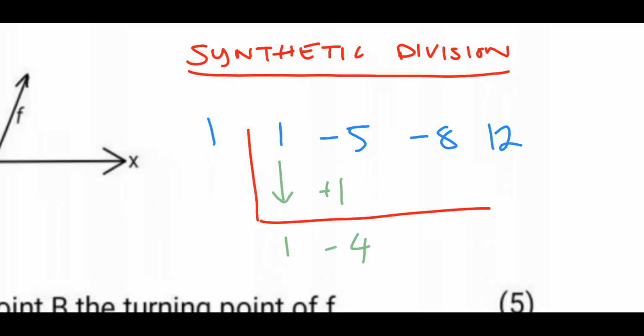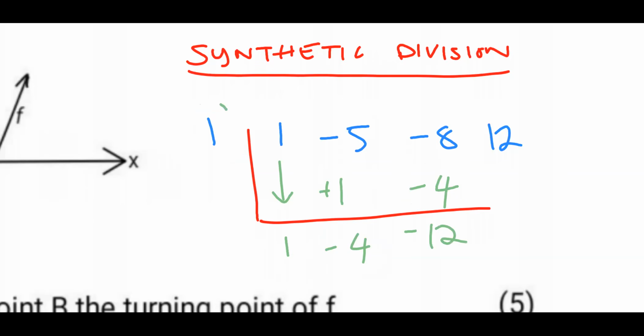And again, we're going to multiply now. So I'm going to multiply this one by the -4. So 1 times -4 is again just -4. And again, we're going to add now. So -8 plus -4, that gives us -12.